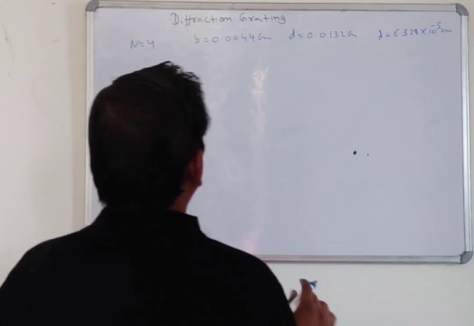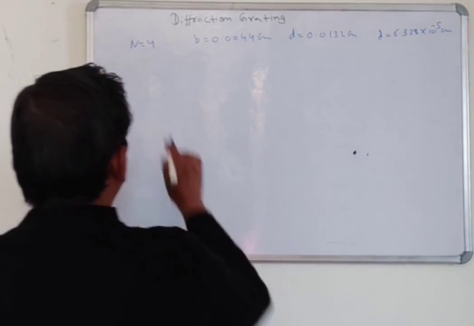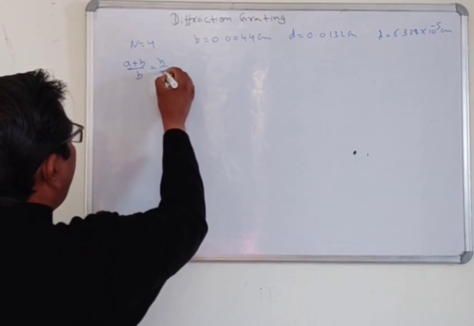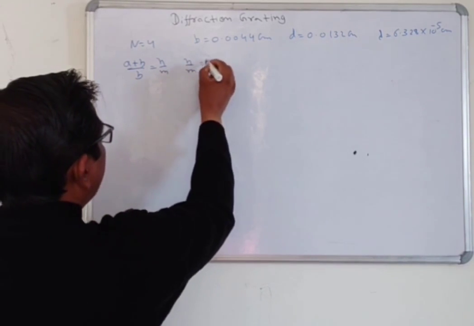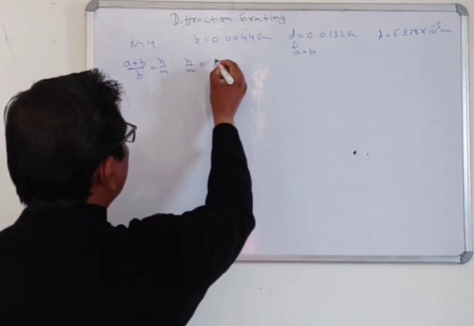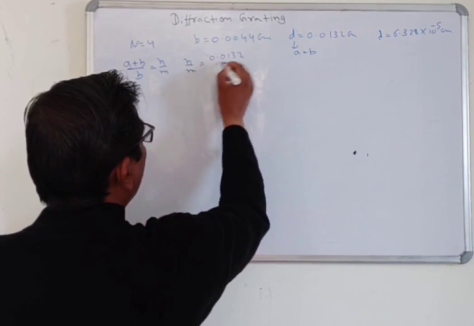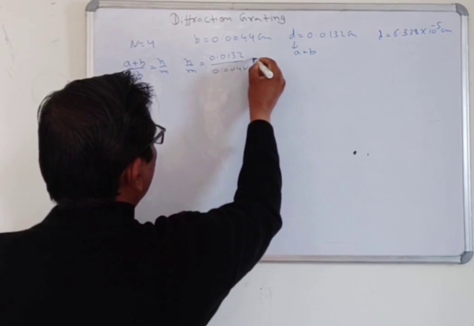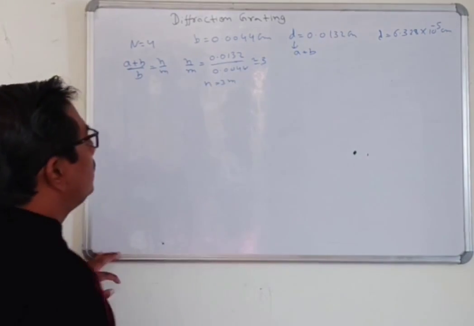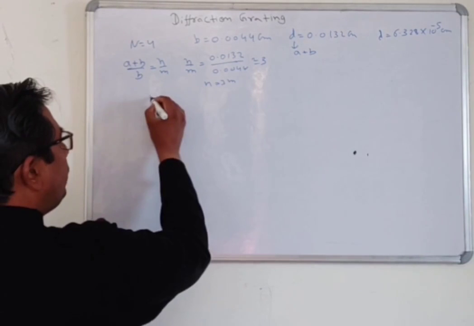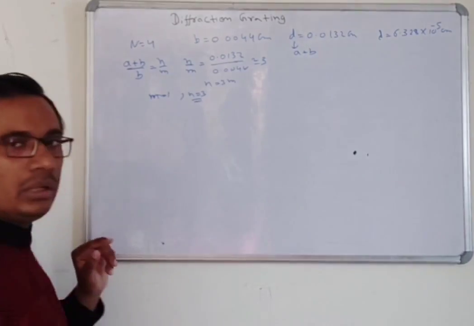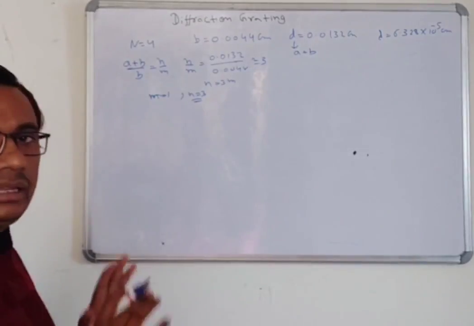Now as per the missing order, all of you know that (a + b) upon b is n upon m. Here d is a + b, so 0.0132 divided by 0.0044, you will get the value almost 3. It means that n is equal to 3m. It means that at m is equal to 1, n is equal to 3, so 3 will be missing in the spectrum.